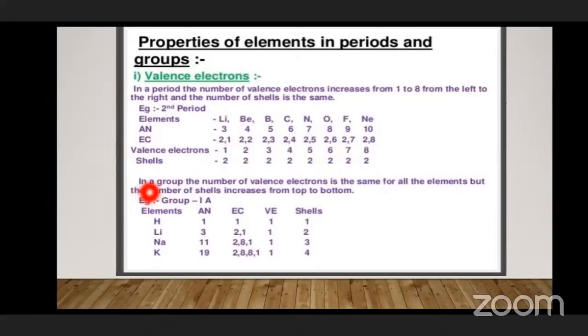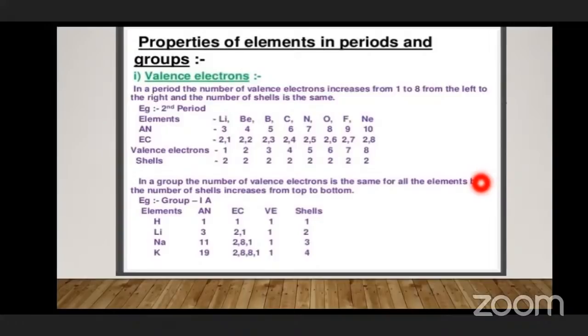So first, taking a group: in a group the number of valence electrons is the same for all the elements, but the number of shells increases from top to bottom. If we observe a group from top to bottom, valence electrons are the same for all elements, that is, the number of valence electrons is the same.